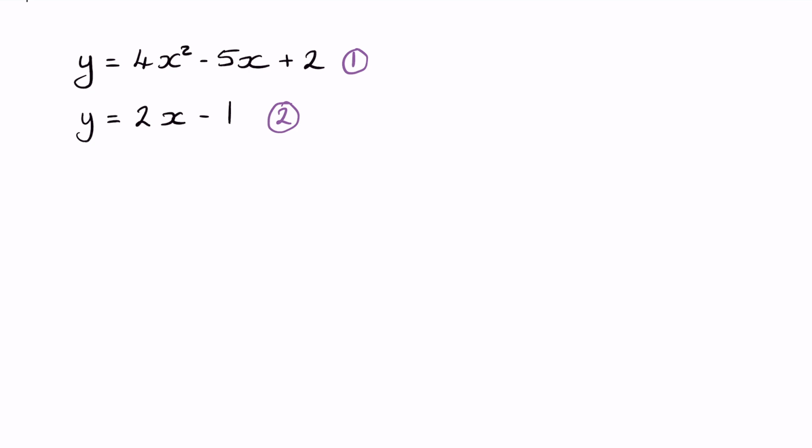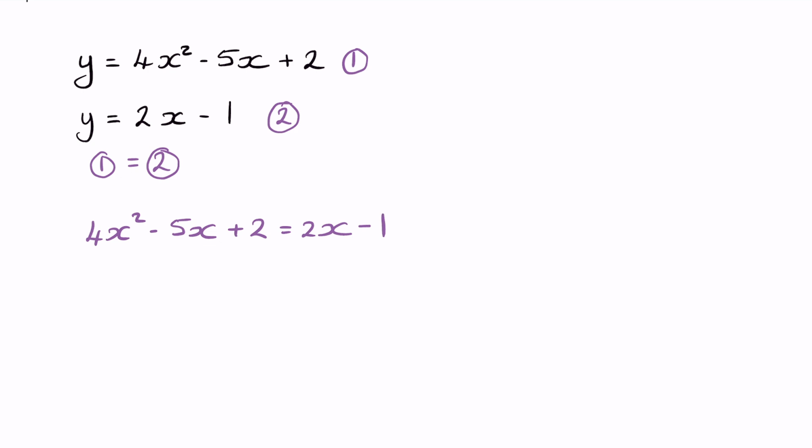That means what we can do is we can put them equal to each other because 4x squared minus 5x plus 2 equals 2x minus 1. So let's do that. So we're going to do equation 1 will equal equation 2. The 4x squared minus 5x plus 2, that will equal 2x minus 1.